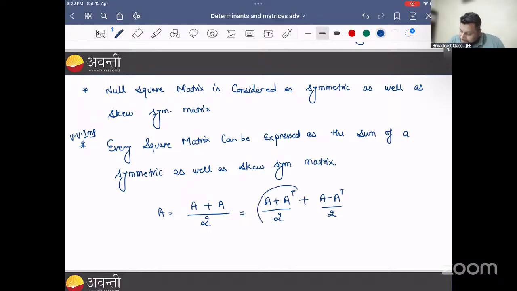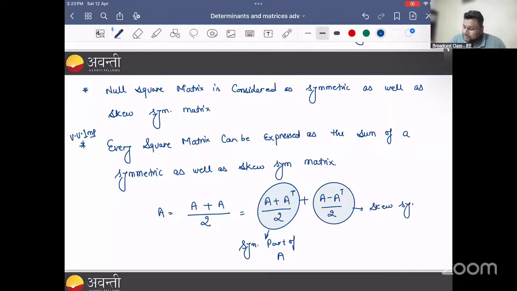Now this will be what? This will be the symmetric part of A, and this will be the skew symmetric part of A. Symmetric part of A and skew symmetric part of A.